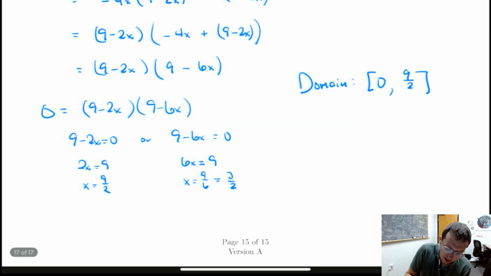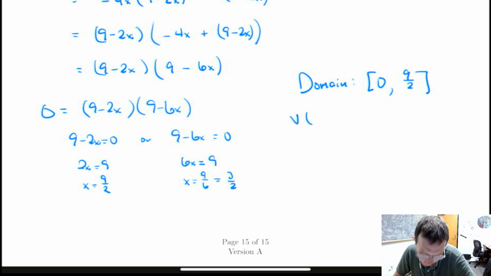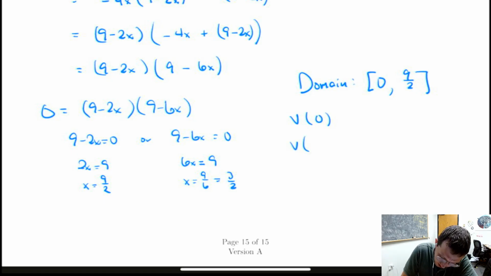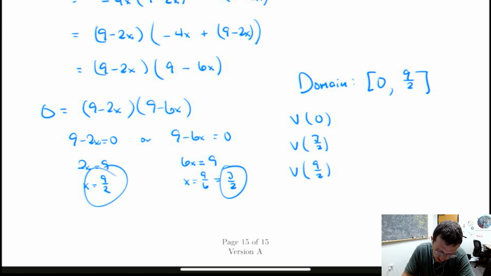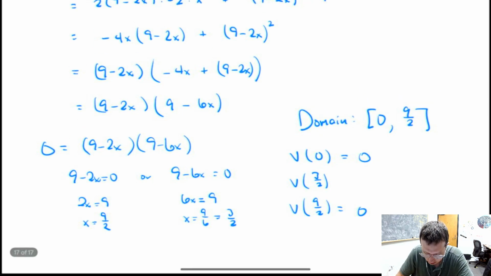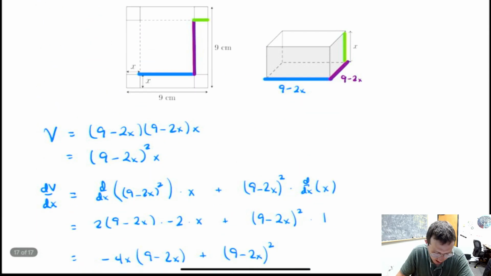Which means to optimize the function, all I need to do is evaluate the function at the 2 endpoints, 0 and 9 halves, and also at all of the critical numbers, which are 3 halves and 9 halves. But 9 halves was already the endpoint, so I only have 3 things to plug in. And we already talked about why the volume is 0 if x is 0 or 9 halves.